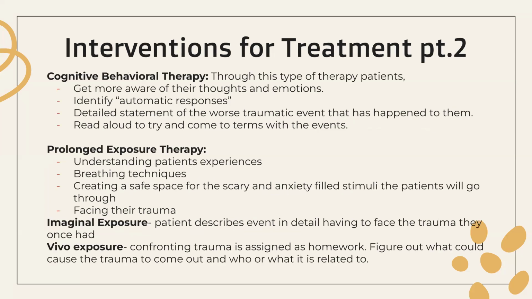Some other treatment that goes with what was previously mentioned is cognitive behavioral therapy. Through this type of therapy, patients become more aware of their thoughts and emotions and understand what triggers them. They identify automatic responses, write detailed statements of the worst traumatic events that have happened to them, and think about them. Like I said, they know what triggers those and can help themselves out, reading aloud and trying to come up with terms for the events.